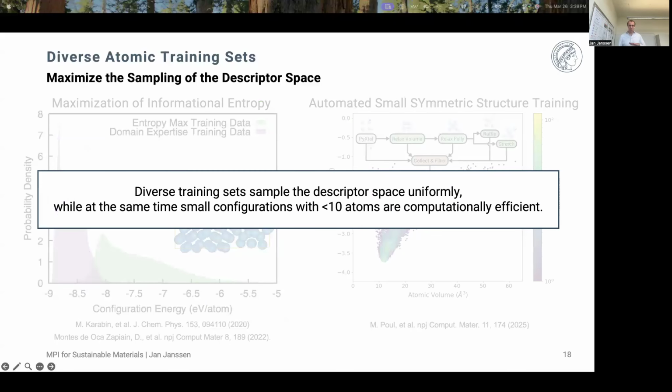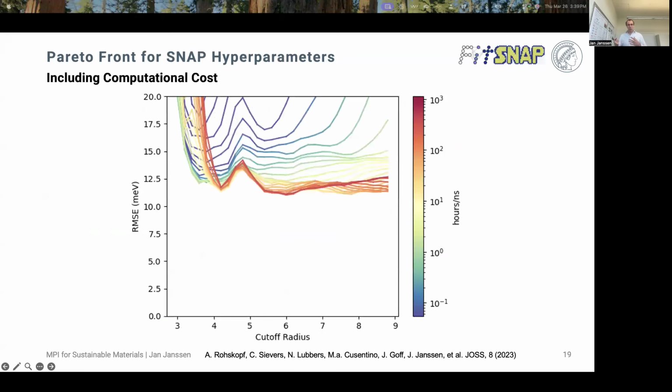This has two advantages. On the one hand, we have a very uniform sampling of the descriptor space, and on the second part, we really see that these are much smaller structures than if we want to include something like defect structures. While still, when training on these small structures, we get very good predictive capabilities on more complex structures like defects, like grain boundaries, and so on. Right? So by having these small structures of 10 atoms or less, it's very scalable, in particular also with fitting these potentials on GPUs.